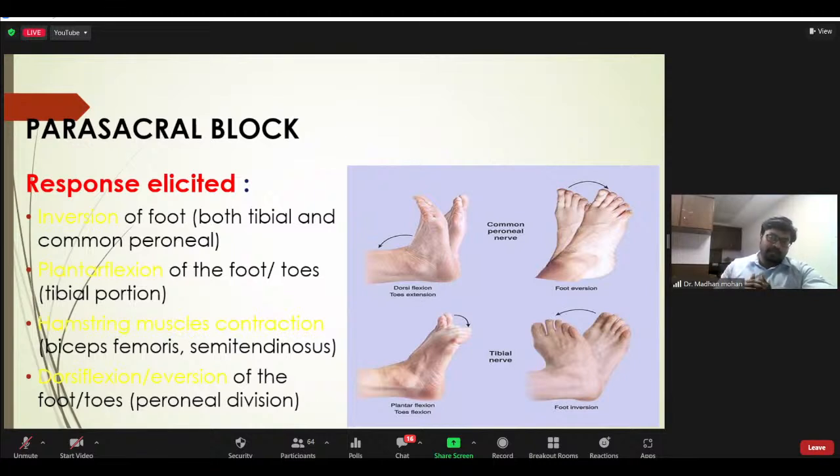Suppose if you are getting the stimulus even at lower current like 0.2 or 0.3, it means that you have entered the plexus itself. So better to withdraw and check again, the response is available at 0.4 or 0.5 and it is going off at 0.3 or 0.2. Then you can safely proceed with the drug injection.